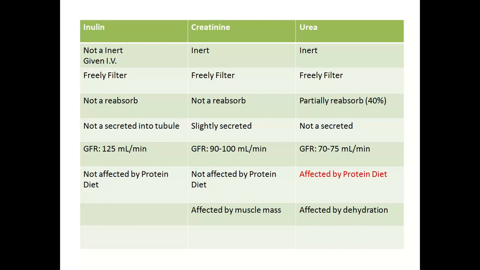What is the similarity and dissimilarity between the various substances used for the clearance test? They include inulin. Inulin is an inert substance. We can use inulin as an exogenous substance. It can be given as an intravenous fluid in the blood, and after some time the level is measured in the blood and the urine for assessing the clearance test.